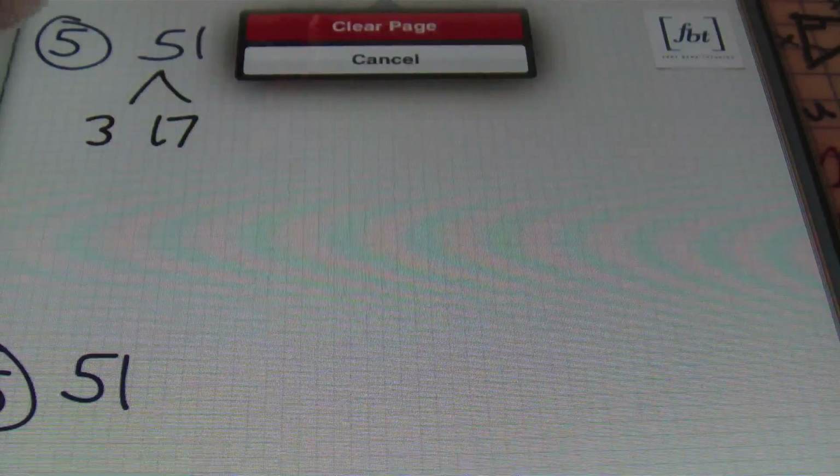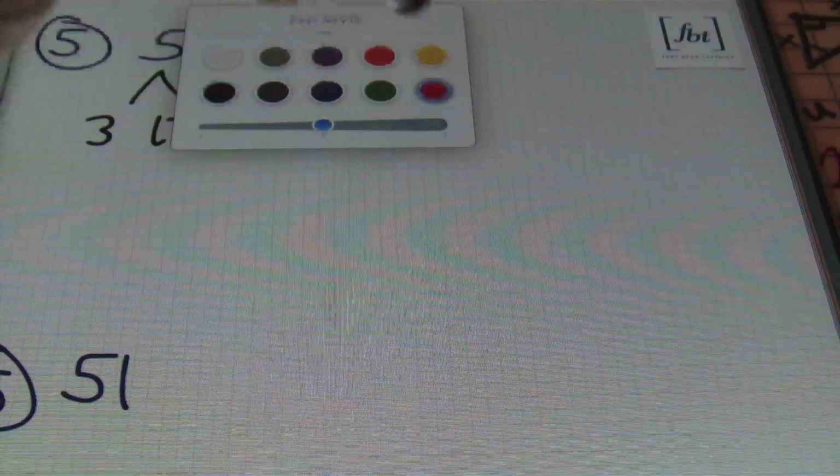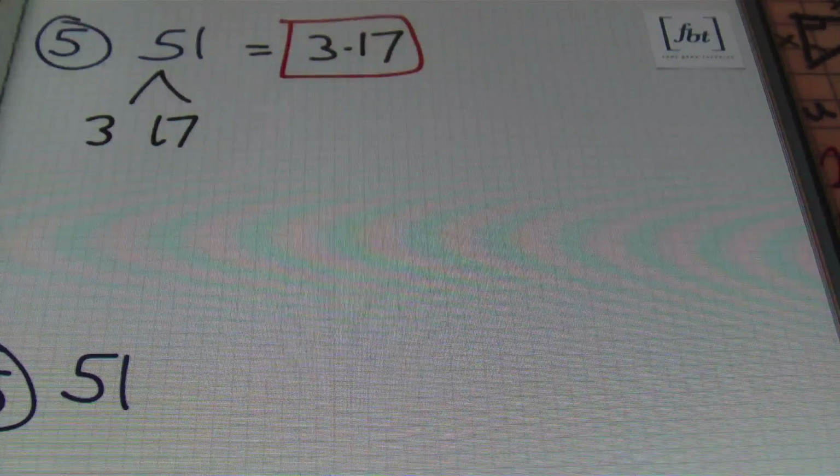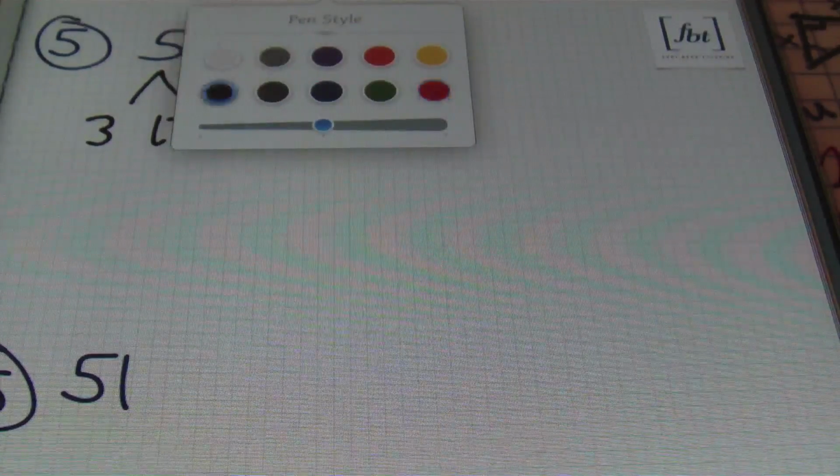That's all there is to it. Let me go ahead and get my red box for you. There it is. Red box in it. That's it. So, upside down division.